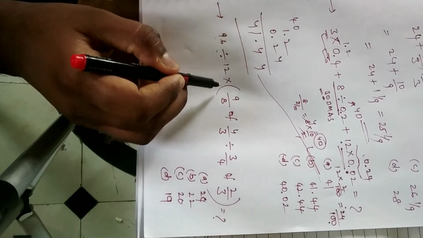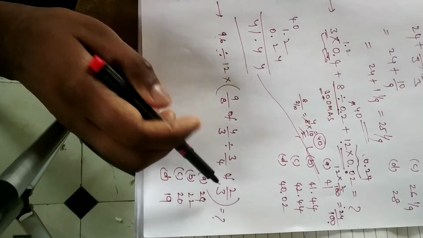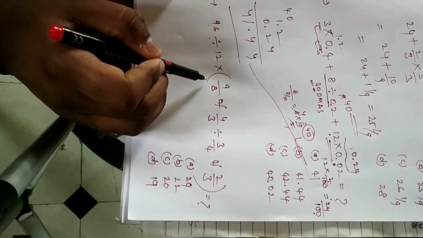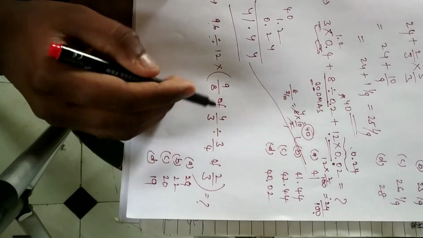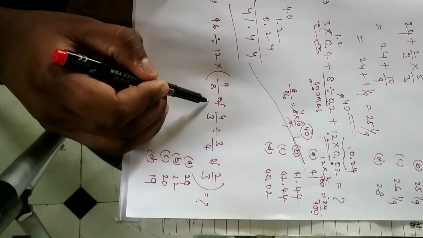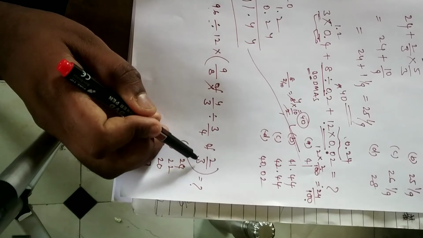96 divided by 2 into bracket 9 by 8 of 4 by 3 divided by 3 by 4 of 2 by 3. First preference should be given for brackets. Within the bracket we have "of", 9 by 8 of 4 by 3. "Of" is nothing but simple multiplication. Divided by 3 by 4 of 2 by 3.